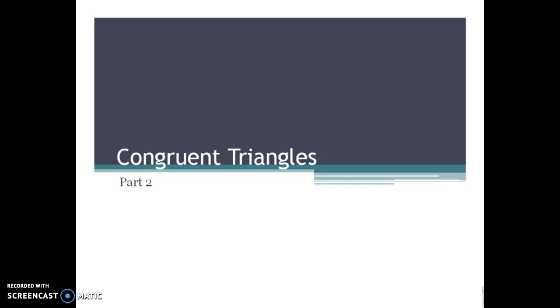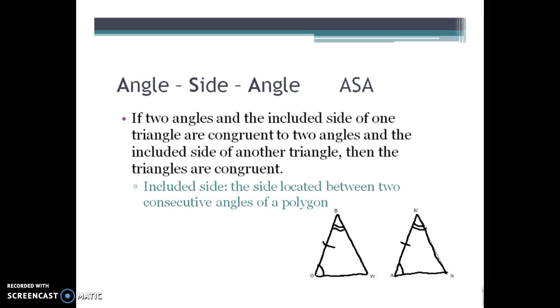The first one is angle, side, angle, ASA. Just like with side, angle, side, this side is in the middle, and it touches both A's. The S is touching both A's, so our side has to touch both angles. It is an included side. If two angles and the included side of one triangle are congruent to two angles and the included side of another triangle, then the triangles are congruent. Again, the included side is a side that's between the two consecutive angles, so it's touching both angles.